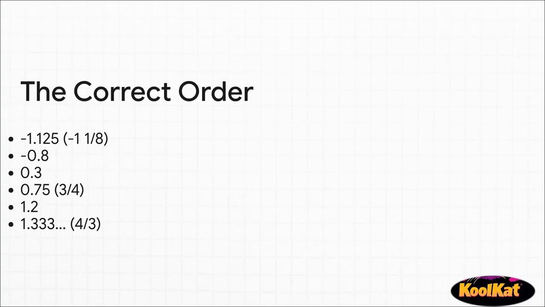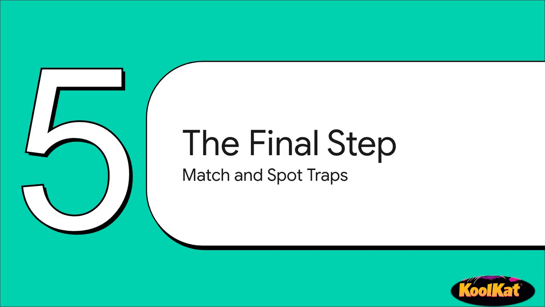And here is our beautiful ordered list. We start with the most negative number, -1.125. Then comes -0.8, which is a little closer to 0. Then we hop over 0 to the positives, 0.3, then 0.75, then 1.2, and the biggest one of all is our 1.333. This right here, this is our answer key. So the hard work is totally done. We have the correct order. All that's left now is to play a little game of match the picture.